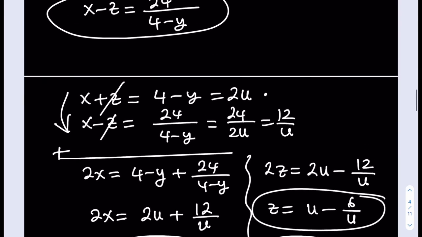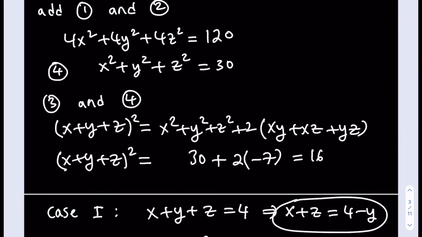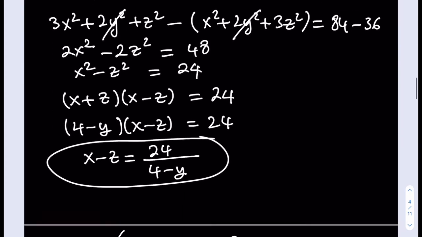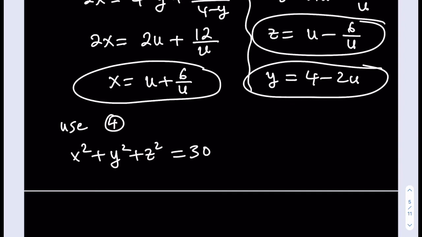Okay, awesome. Now, what I'm going to do is go back and use equation number 4, which is the sum of the squares. Let's go ahead and use 4 now, and substitute all of these into the equation. Let's see what we get from here. Okay, so we're going to be getting x squared. Let me rewrite 4 so you can see what it looks like. x squared plus y squared plus z squared is equal to 30. Remember, we received this equation from adding the first two equations and then dividing by the greatest common factor.